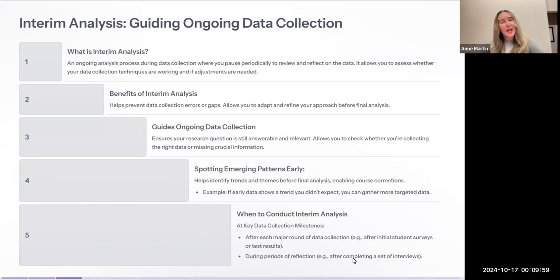But interim analysis is what researchers do as they are collecting data to make sure that the data is answering the questions that they hoped to answer. Do they need to make any shifts or adjustments there? Again, that guides the data analysis. It shows, do you need to collect more? Have you collected enough of that type?